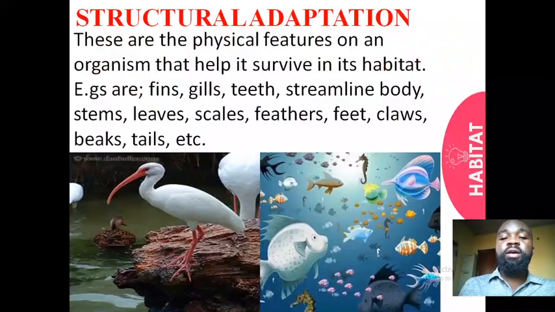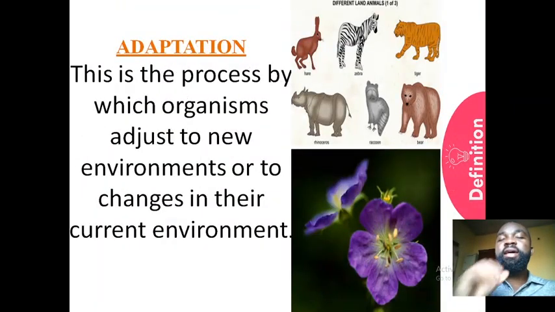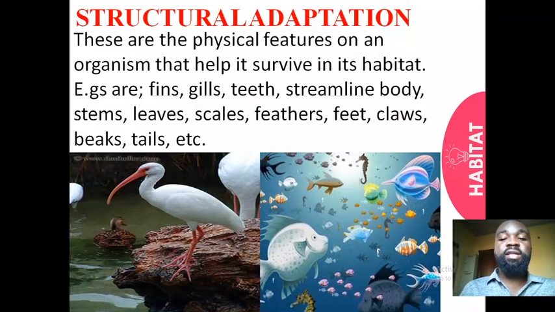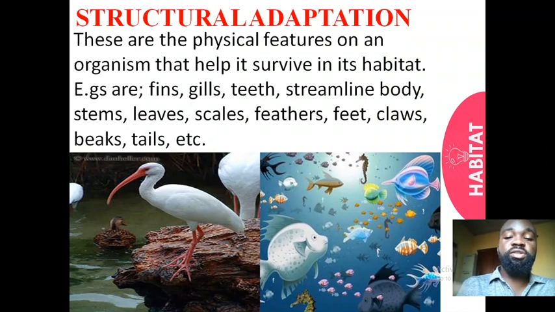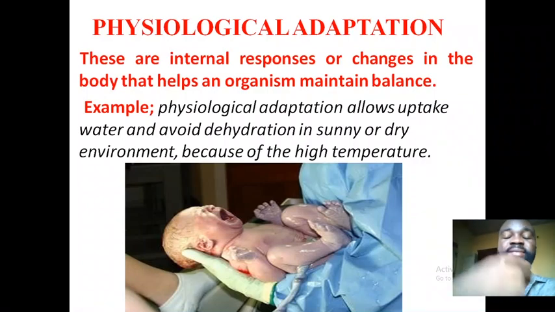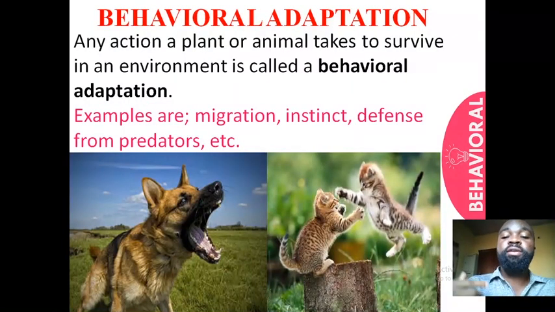We'll continue tomorrow. We talked about adaptation, and we said that adaptation is the ability where organisms adjust to new environments or changes in their environment. We talked about types: structural, physiological, behavioral. Structural, we say, are physical features that an organism possesses that help it survive in its environment. We gave examples. Physiological, internal changes that help an organism maintain balance, and behavioral are behaviors or actions an organism carries out that help the organism survive in its environment. And we gave examples.